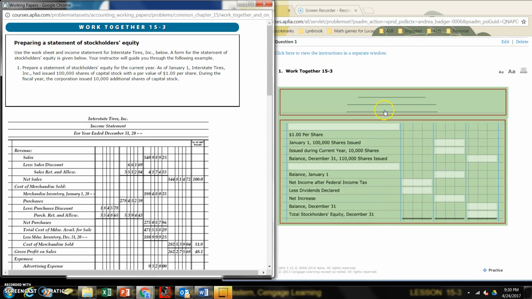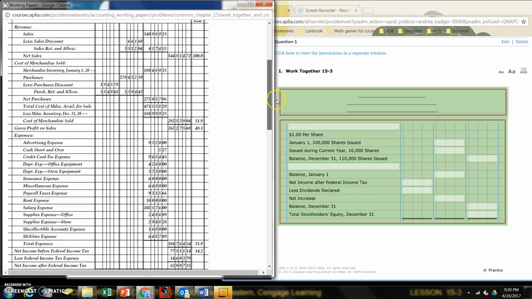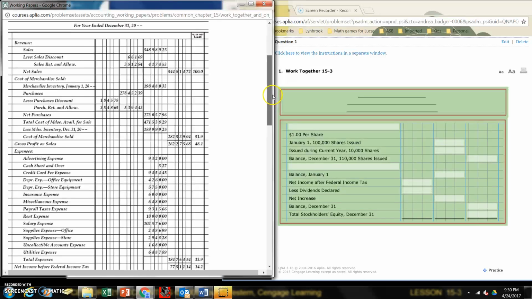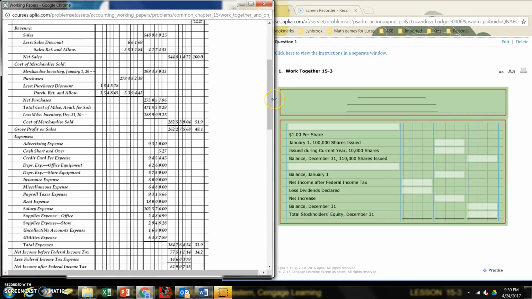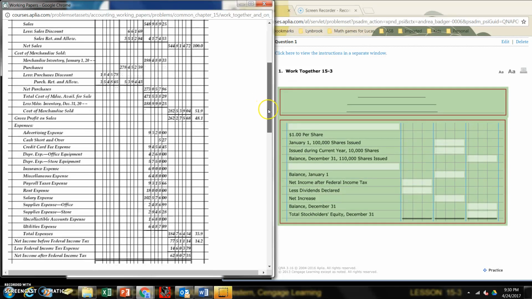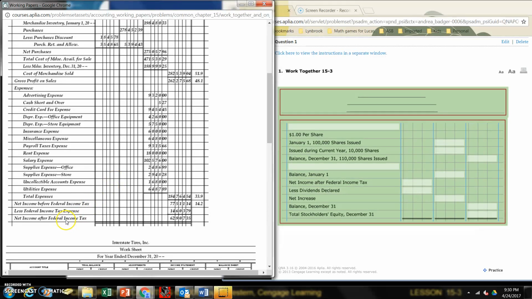Okay, so here we are in our work together problem for section 15-3. And as you can see, they're going to give you the income statement that they've already prepared for this company. That is the first financial statement you prepared, and we did that on Tuesday. And the reason you need this is because you're going to need to know what your net income after federal income taxes is to be able to complete the statement of stockholders' equity.